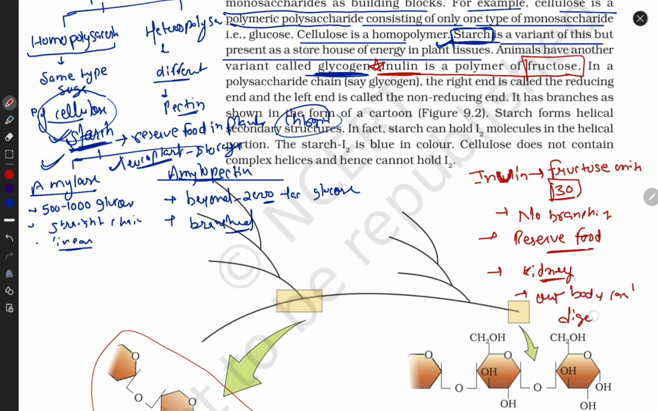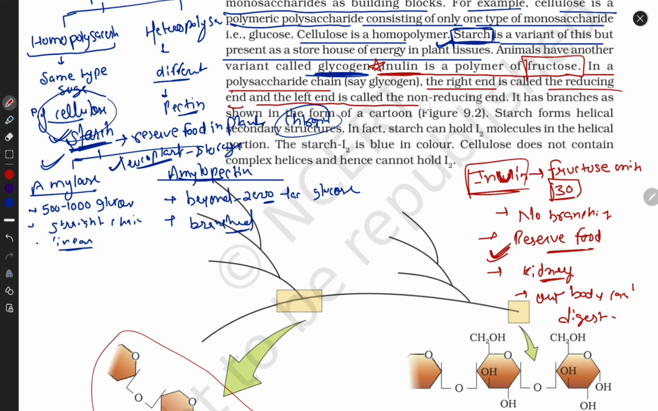Because our body can't digest this thing. This is the storage of plants, but in our body we can't digest it. Okay, now let's move further. In a polysaccharide chain, the right end is called the reducing end.